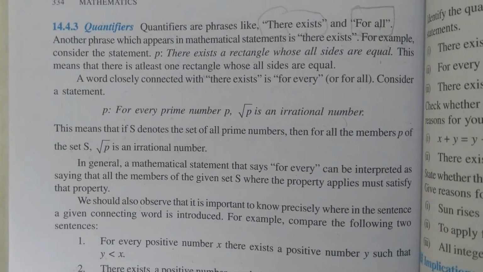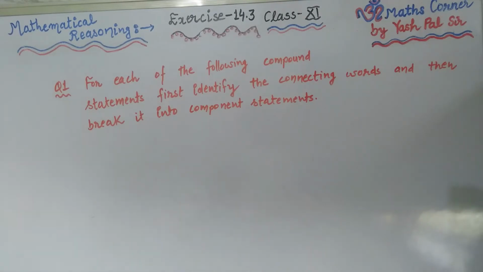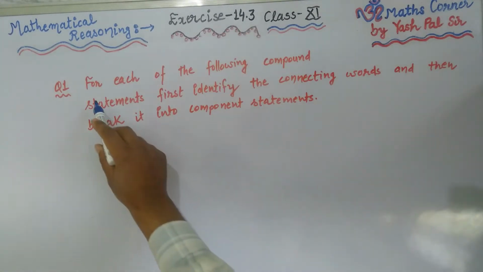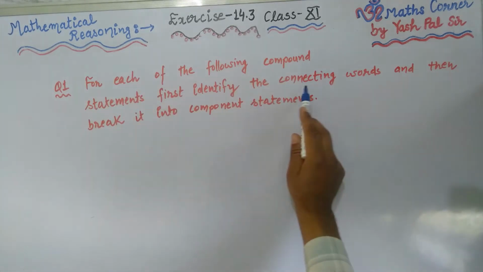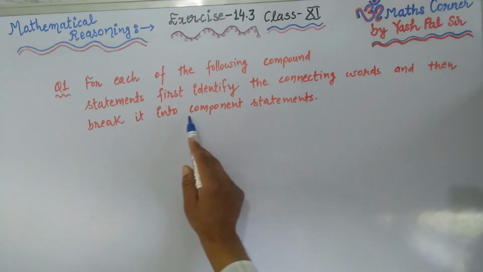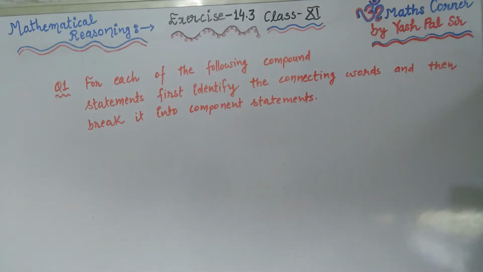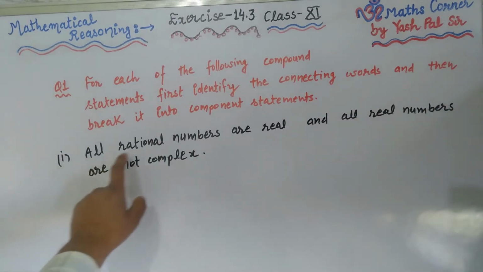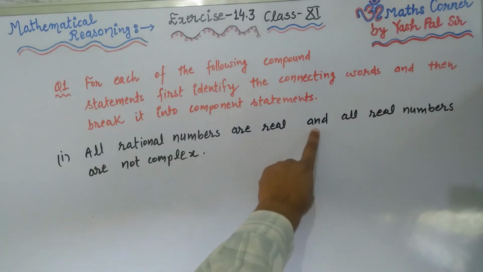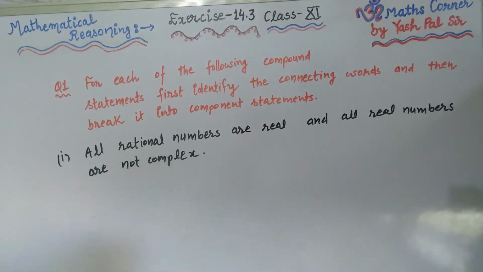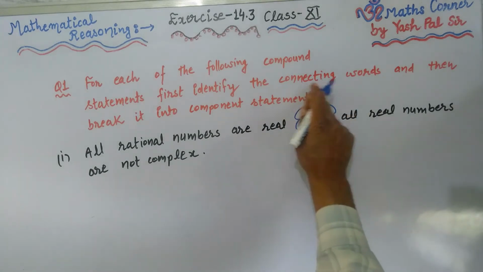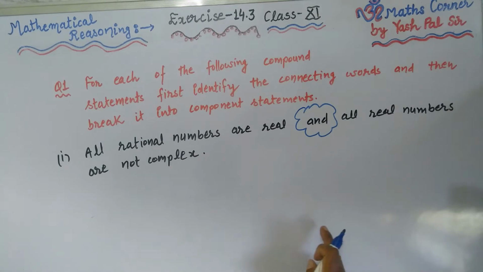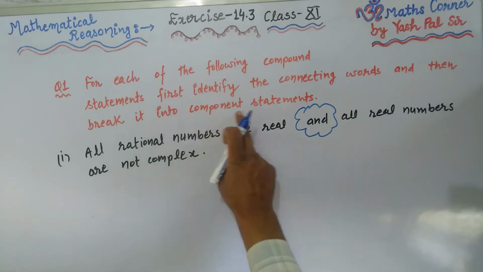Now coming towards the questions of the exercise. The very first question of exercise 14.3 is question number 1. For each of the following compound statements, first identify the connecting words and then break it into component statements. The first part is: all rational numbers are real and all real numbers are not complex. First of all, identify the connecting word. So "and" is the connecting word. Thereafter, break it into component statements.